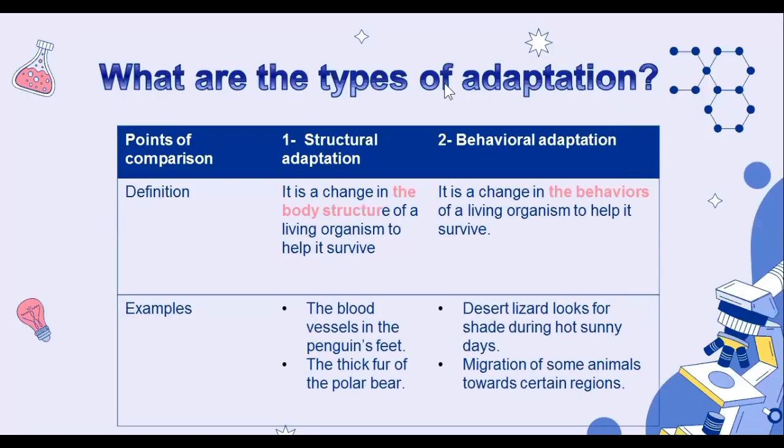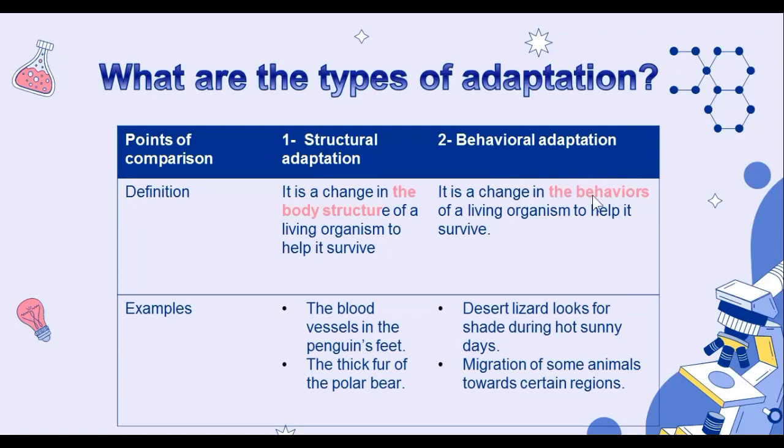What are types of adaptation? There are two types للadaptation. أول type اللي هو structural adaptation، تاني type اللي هو behavioral adaptation. أول حاجة structural adaptation ده change في body structure of a living organism to help it survive. زي إيه؟ زي blood vessels في penguin's feet، زي thick fur في الpolar bear. يبقى عبارة عن change بيحصل في body structure لأي living organism، بيحصل في الشكل بتاع البودي بتاع living organism.